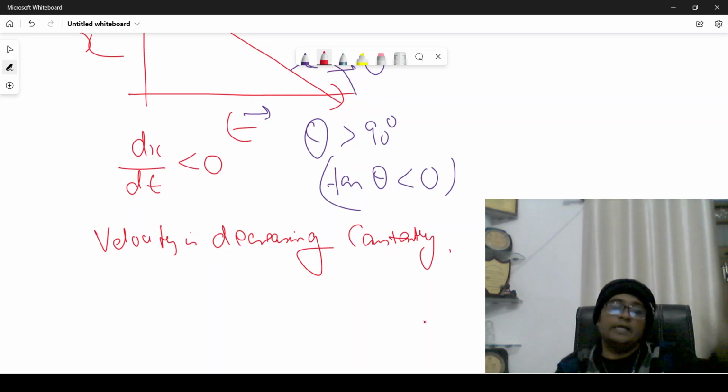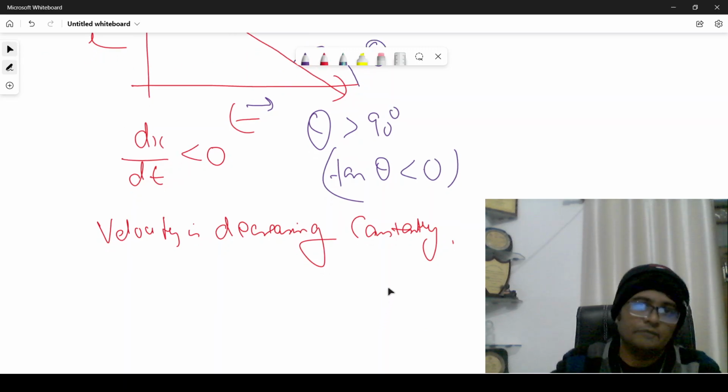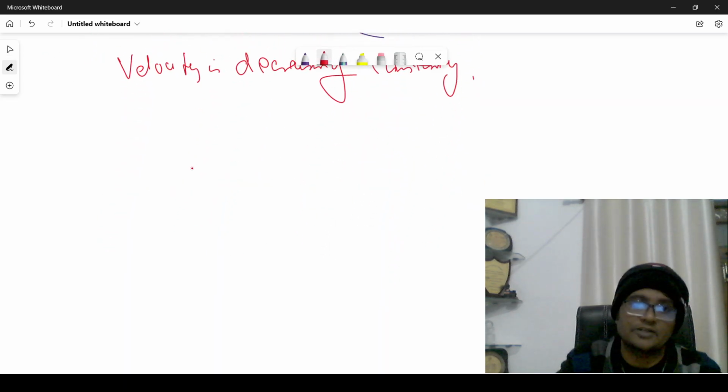See, here lies the beauty of the differentiation. We can find out the rate. Okay, fine. Now, we have talked about the velocity. Now let's talk about the acceleration.